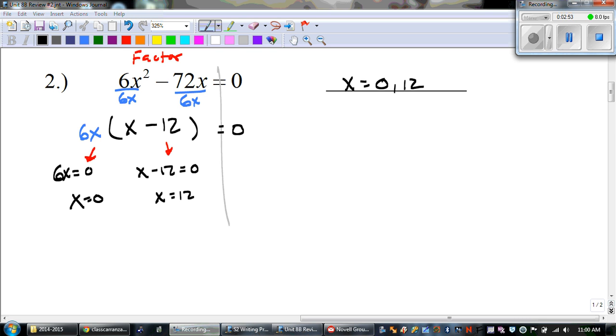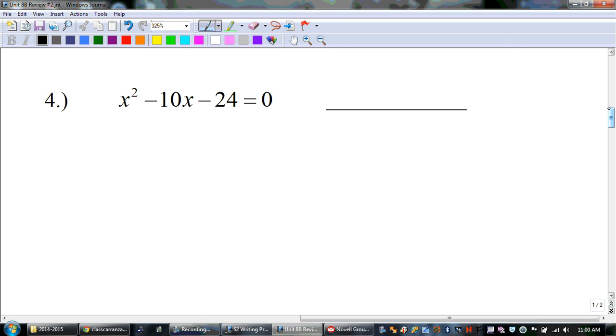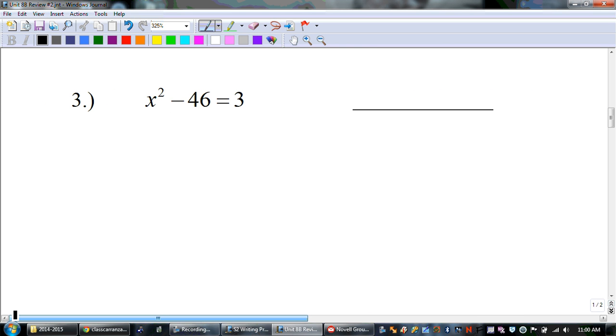Okay, and you should have gotten 0 and 12 as your answers. Okay, let's look at number 3. Now, if I were solving number 3, the first thing that I notice is there is no linear term. So if there's no linear term, I'm going to use SADMAP. I'm going to use my inverses to do this. So inverse operations, I'm going to get rid of subtraction with addition, and I have x squared equals 49.